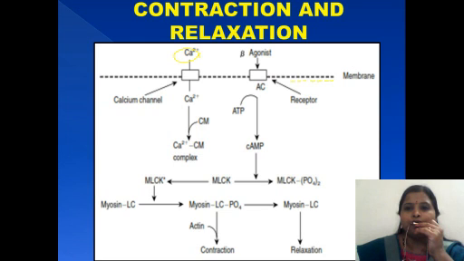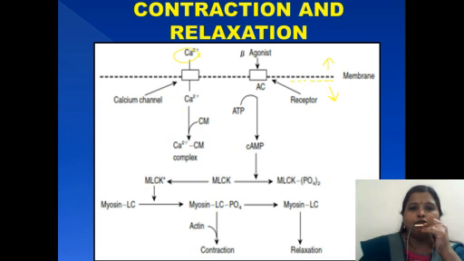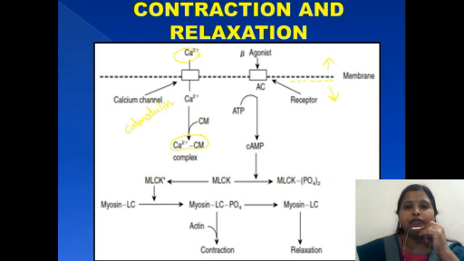The dotted line is the cell membrane. This is the extracellular region and this is the intracellular region. Whenever calcium enters through its calcium ion channels inside the membrane, the free calcium forms a complex with calmodulin. Calmodulin is a protein with which the calcium binds and forms a complex. This calcium-calmodulin complex plays a very important role in causing the contraction.